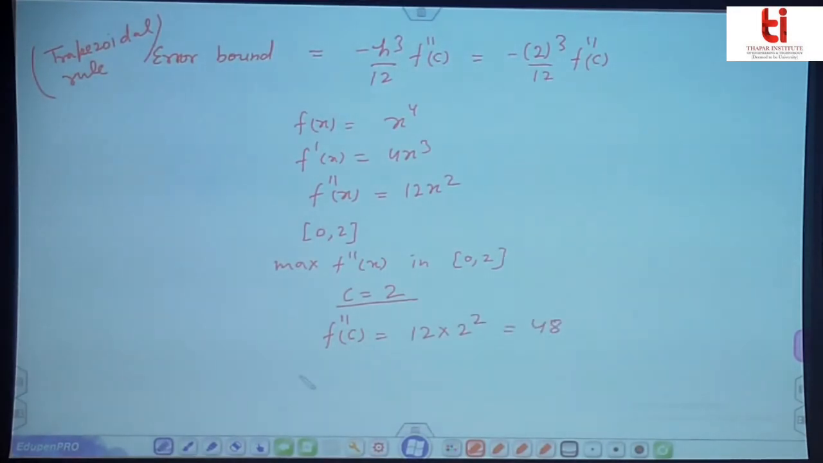Okay, so the error bound in this case, for the trapezoidal rule, is coming out to be minus 8 upon 12 into 48. We generally take the error as positive. It is coming out to be 32. So this is a large error.